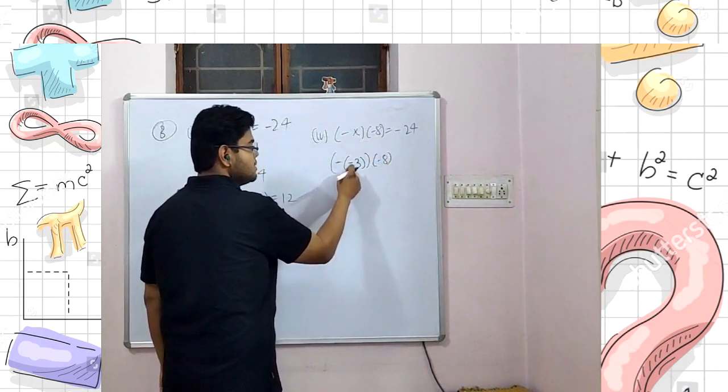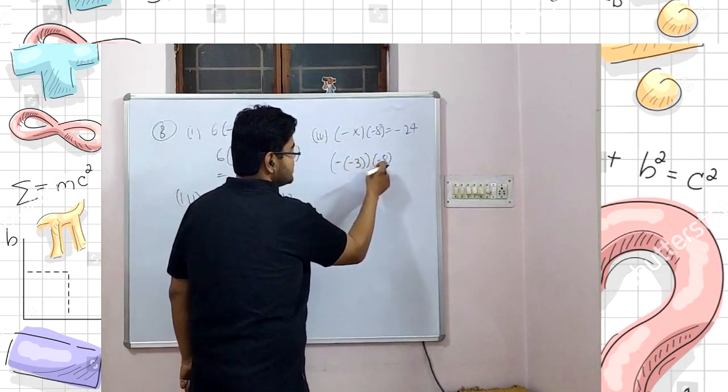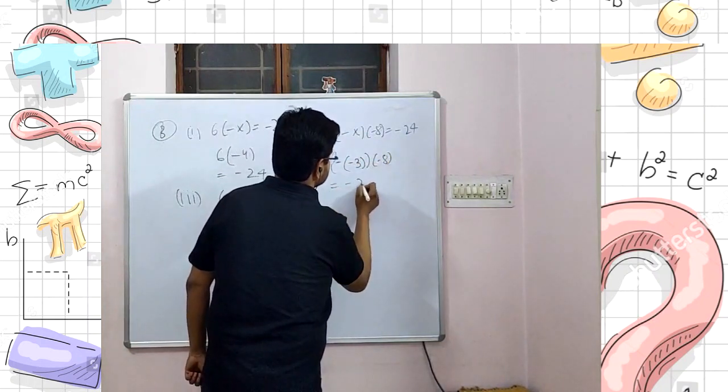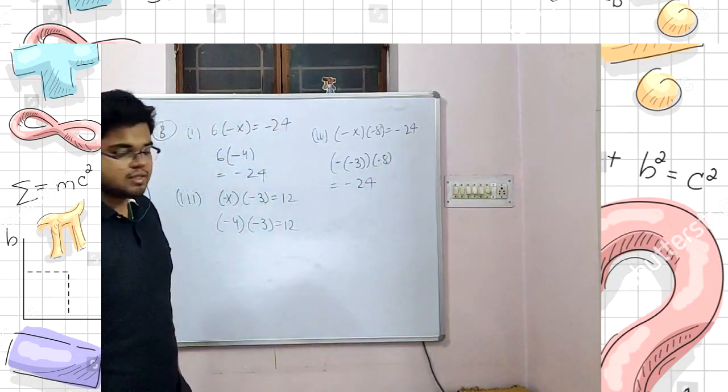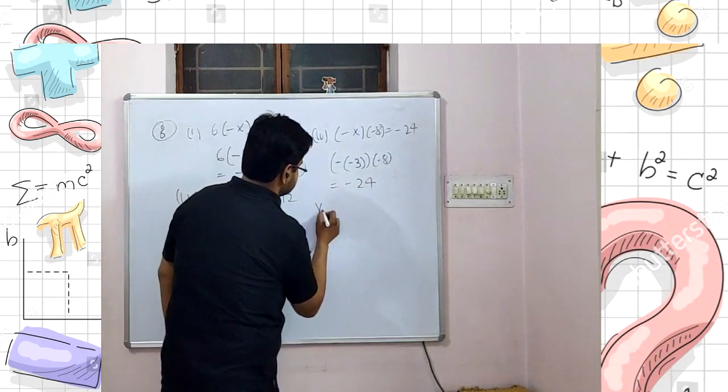This minus minus will become plus, and then plus minus will become again minus. So this will be equal to minus 24.